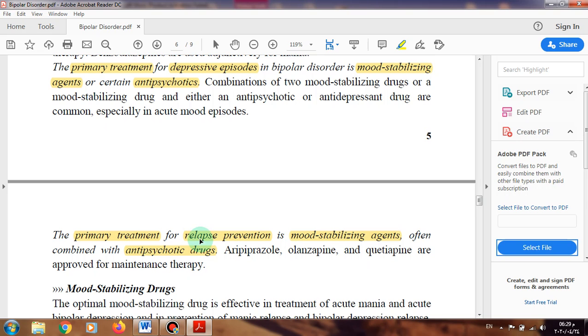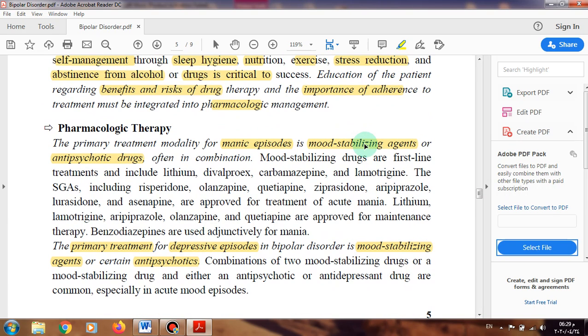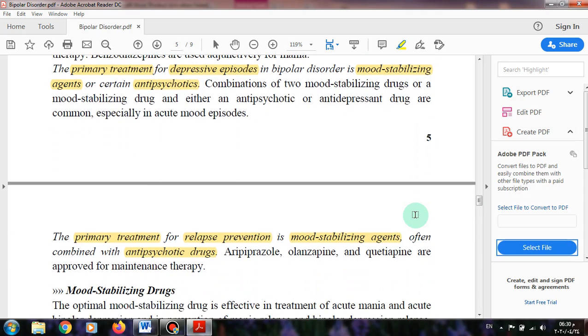further relapse, the treatment is the use of mood stabilizing agents, which are lithium, divalproex, carbamazepine or lamotrigine, in addition to the antipsychotic drugs, first generation and second generation antipsychotic drugs. The second generation includes risperidone, olanzapine, quetiapine, ziprasidone, aripiprazole, and others. So this is the primary treatment for manic episodes, for depressive episodes, and for the prevention of relapses in patients with bipolar disorder.